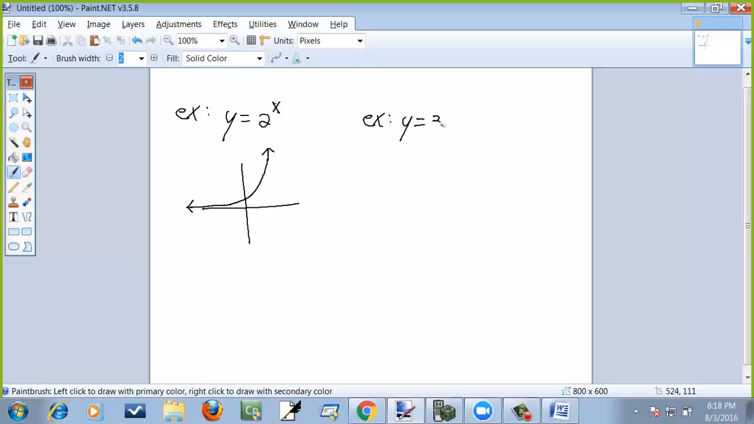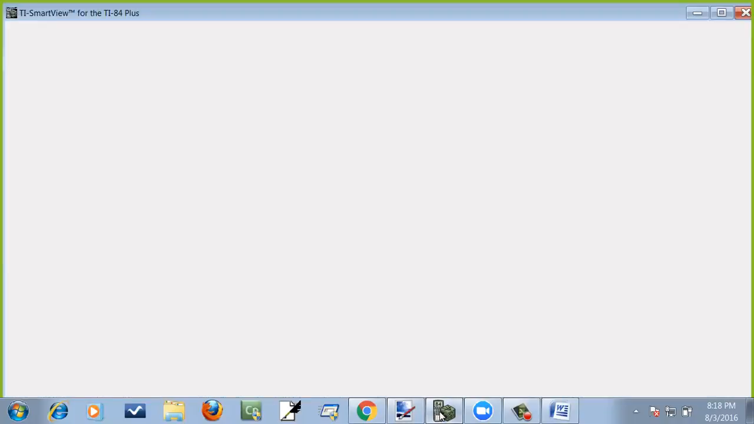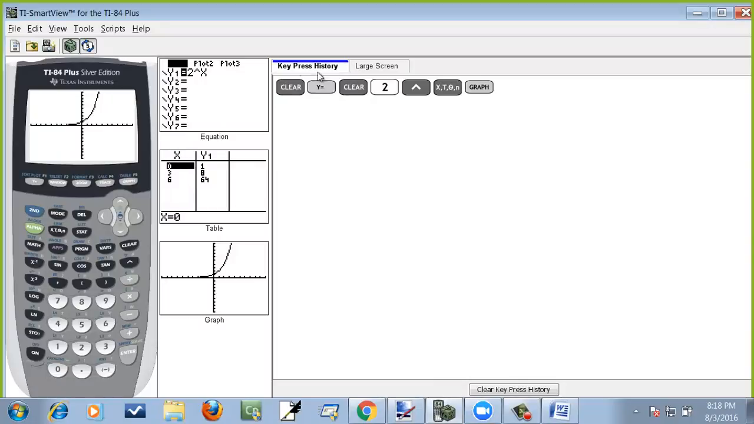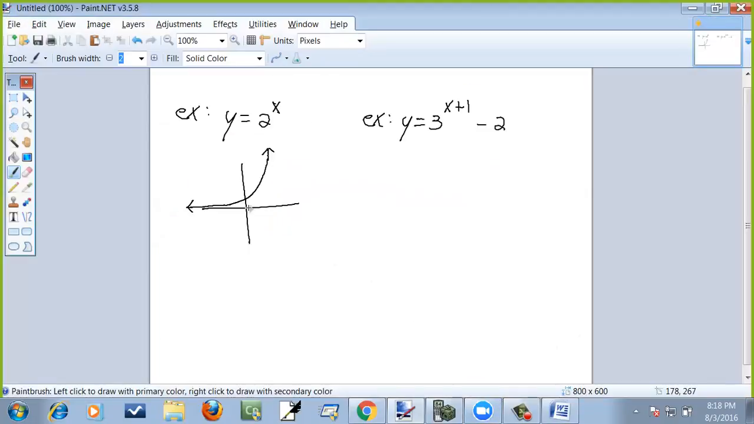If we have y is equal to 3 to the x plus 1 minus 2. If you got one of the older T83s, T84s, you have to be careful about putting this in. The trick to it is, whenever you have more than a single number, a single variable in your exponent, you have to put parentheses around that part. So when we plug this in, we need to put parentheses around the x plus 1.